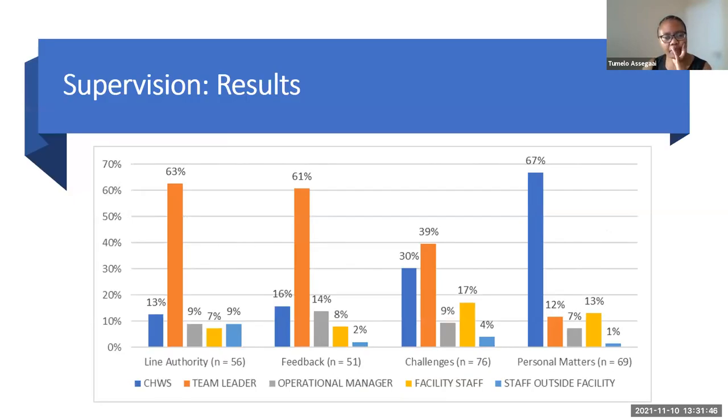So then I did a simple graph to show the different results from the different facilities. And again, it showed that the team leader was the person who was mostly identified as the person that community health workers report to, also identified as the person who gives the community health workers feedback and who resolves their challenges. And sometimes other community health workers helped each other in resolving issues. For personal matters, not so much the team leader, but it showed that community health workers relied on each other to tell each other personal issues or sensitive issues in their personal life.